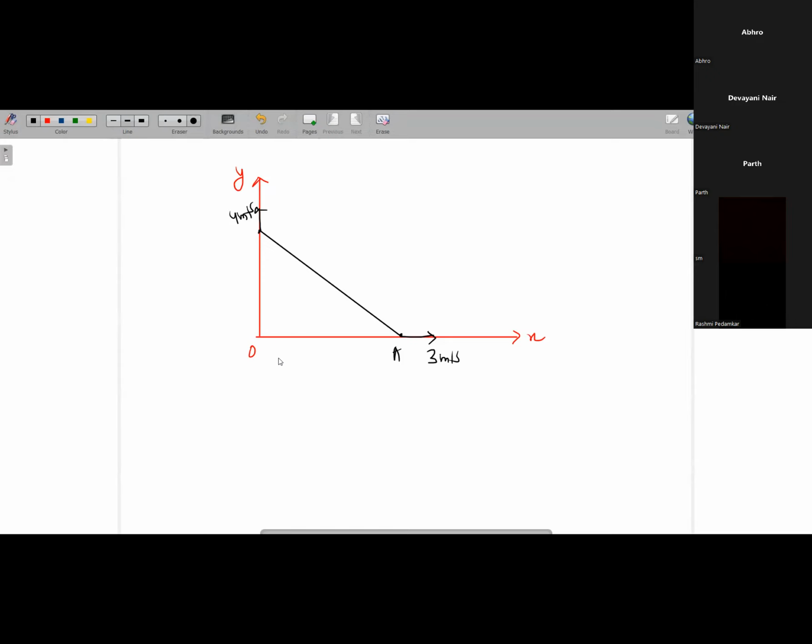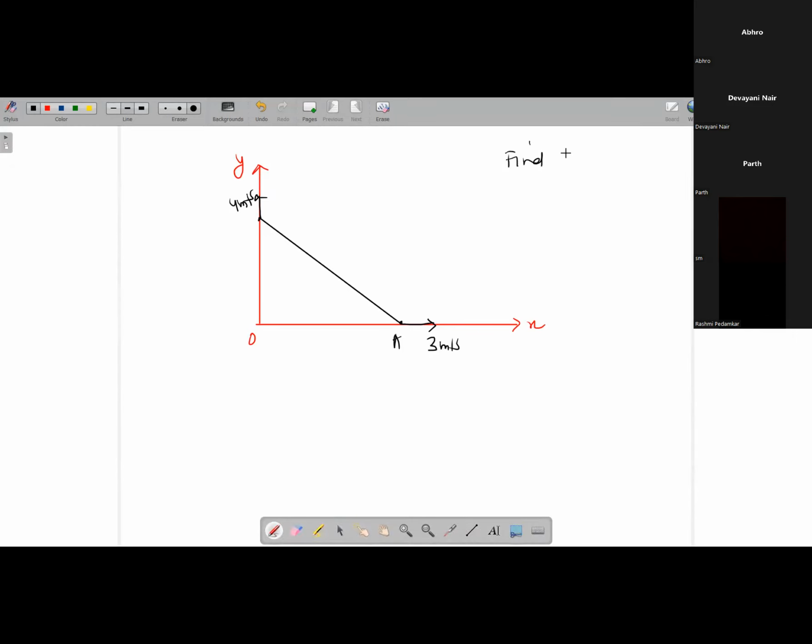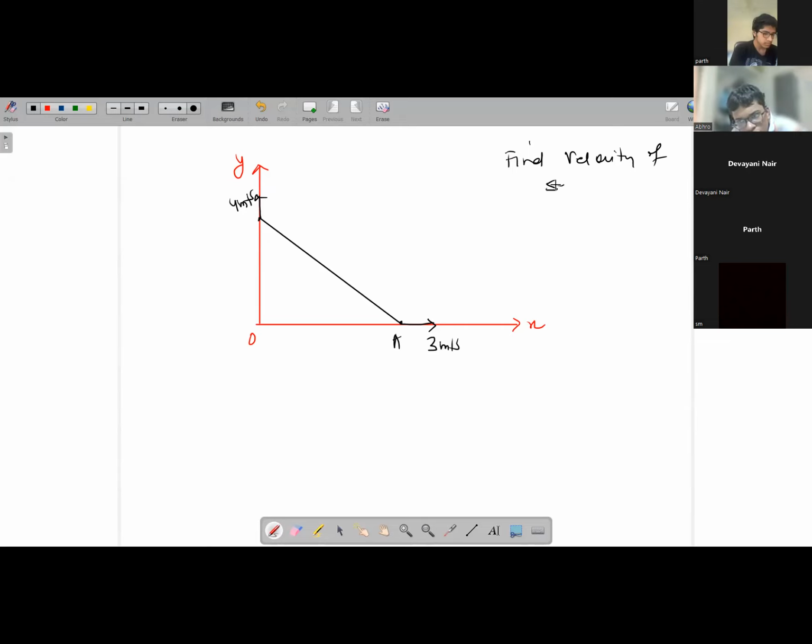Now, find the velocity of separation. Let's say this point is B, between point A and B at t equal to 0. I'll solve it, don't worry.